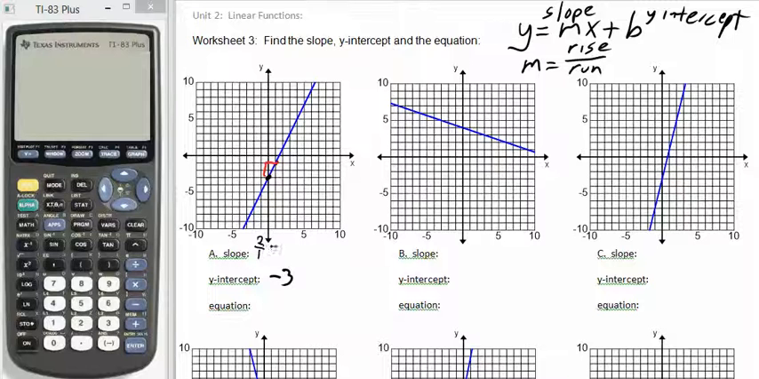And then we always want to simplify our fractions if we can on the slope. So 2 divided by 1 is just 2. So our equation is y equals 2x minus 3. You could do plus -3, but most mathematicians just go ahead and write -3.